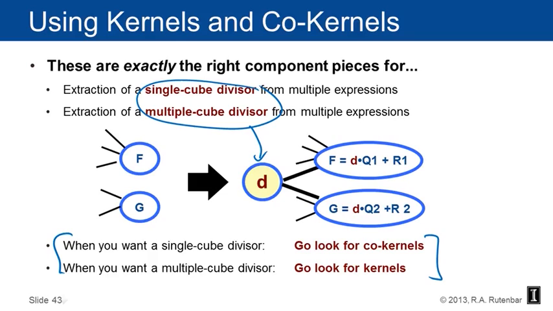And you know that kernels live in a hierarchy inside each Boolean expression. So you want to go find a single cube divisor? Go look at the co-kernels. You want to find a good multiple cube divisor? Go look at the kernels. And algorithmically, we know how to do that in a simple deterministic manner.